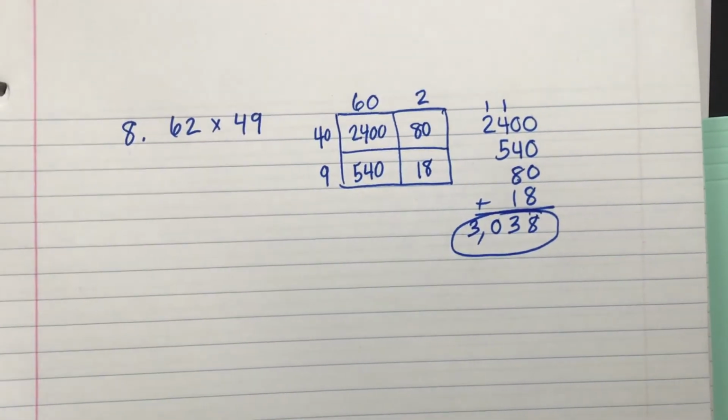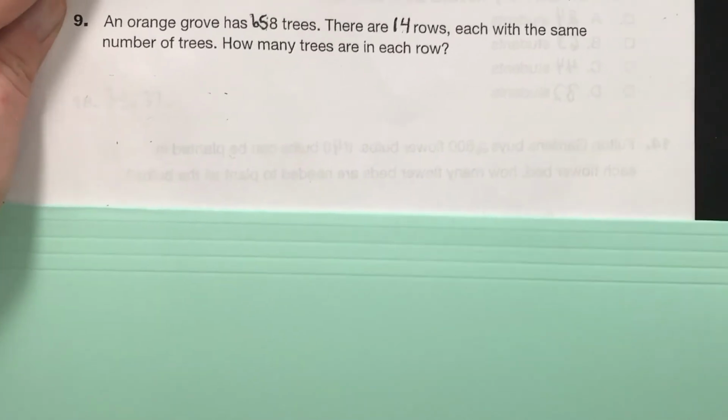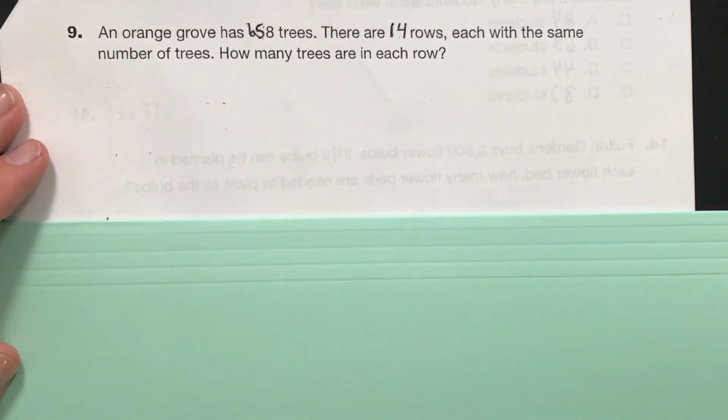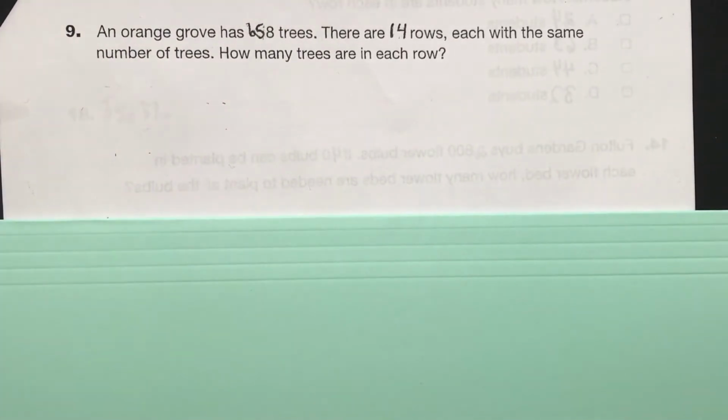So then we can pick up on the study guide with number 9. And number 9 is our first word problem. Okay. An orange grove has 658 trees. There are 14 rows, each with the same number of trees. How many trees are in each row?